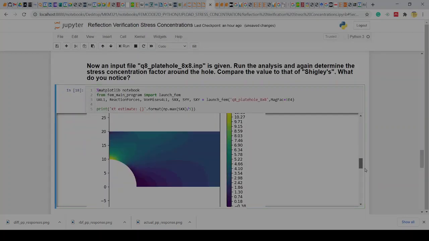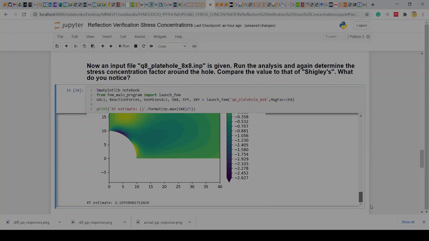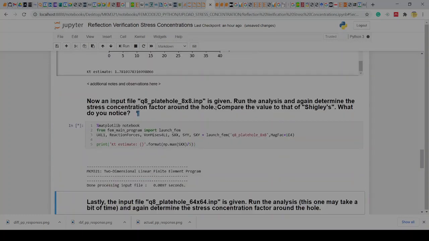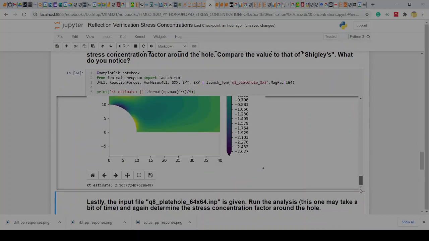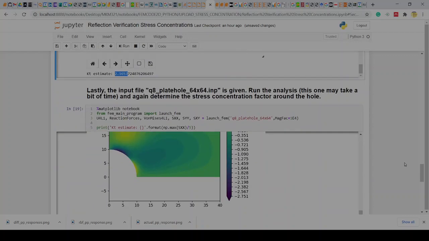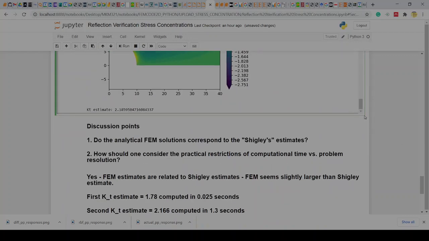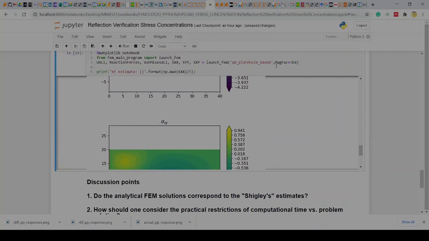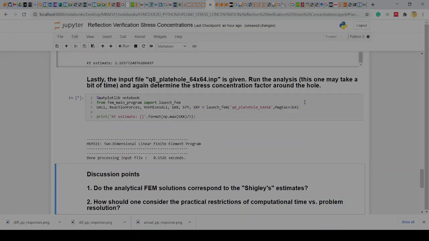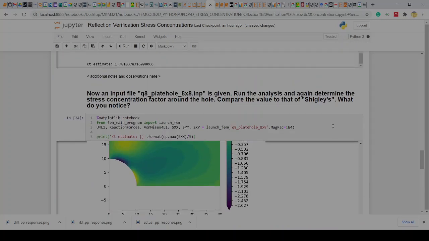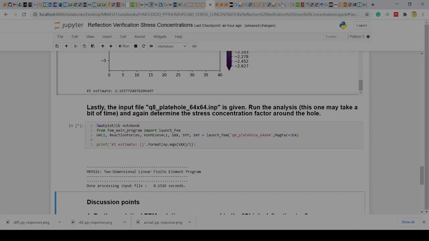So if I look at what the answer was here, 2.1655. If I run this now, I see 2.1657, slightly higher. And if I run this one again, what we saw here was 2.1859. And if I run this one now as plane strain, let's see what happens.